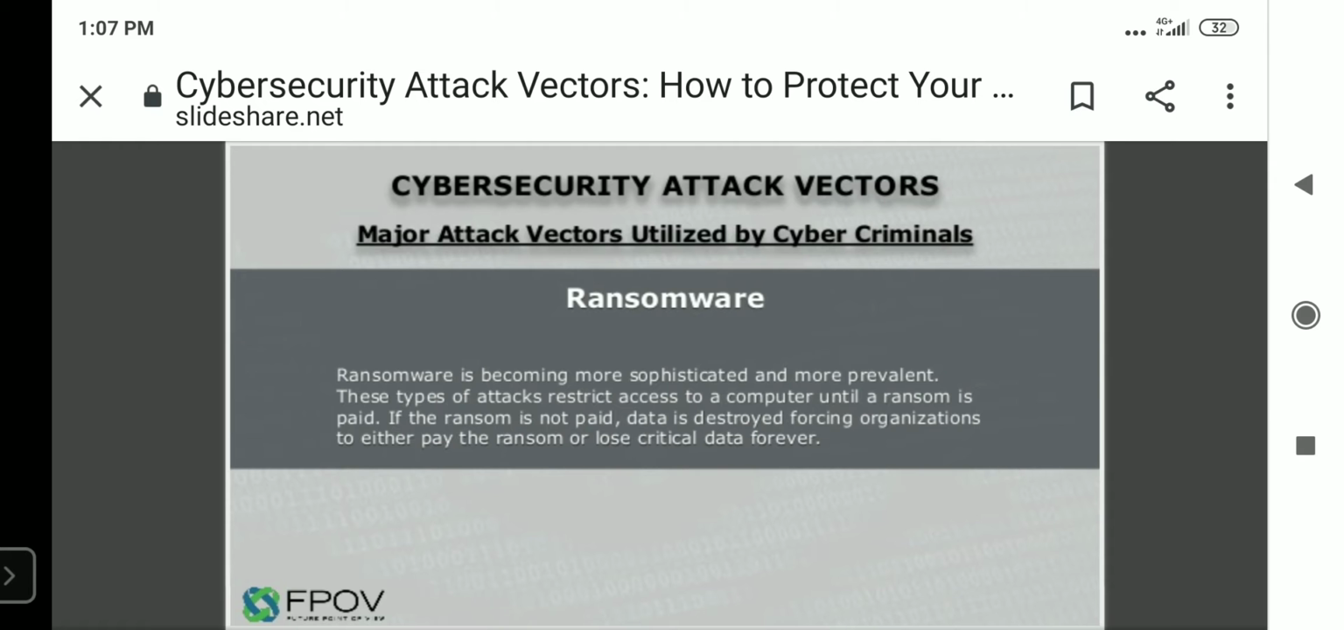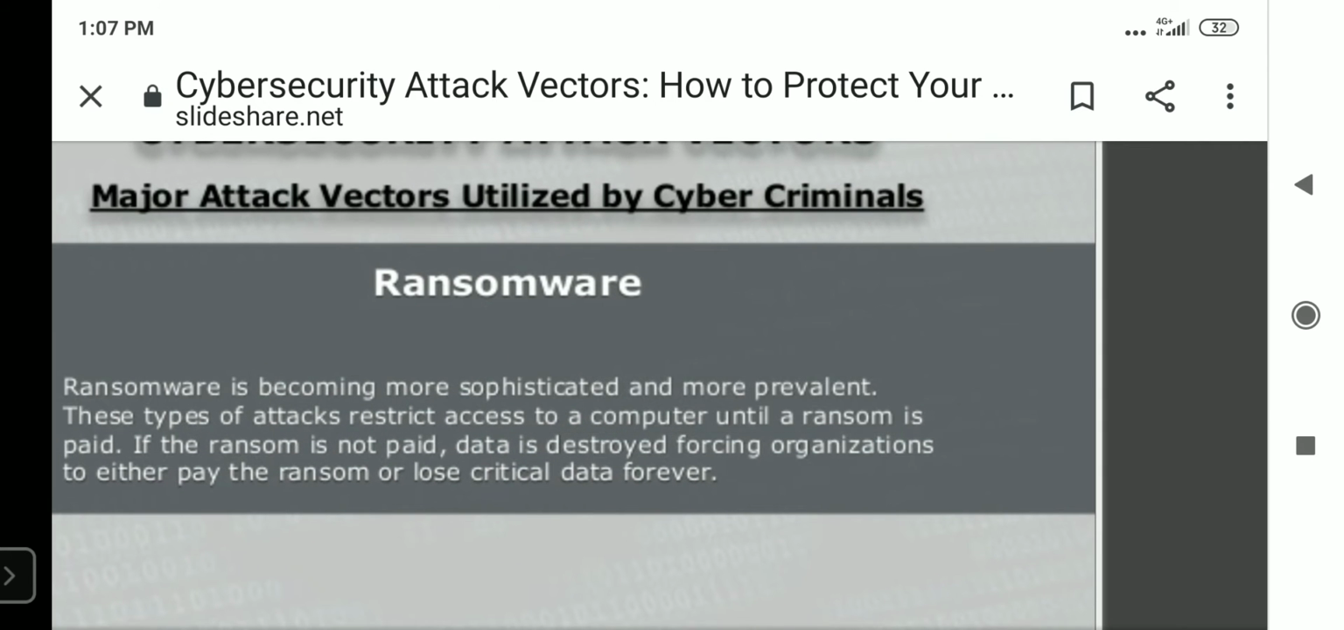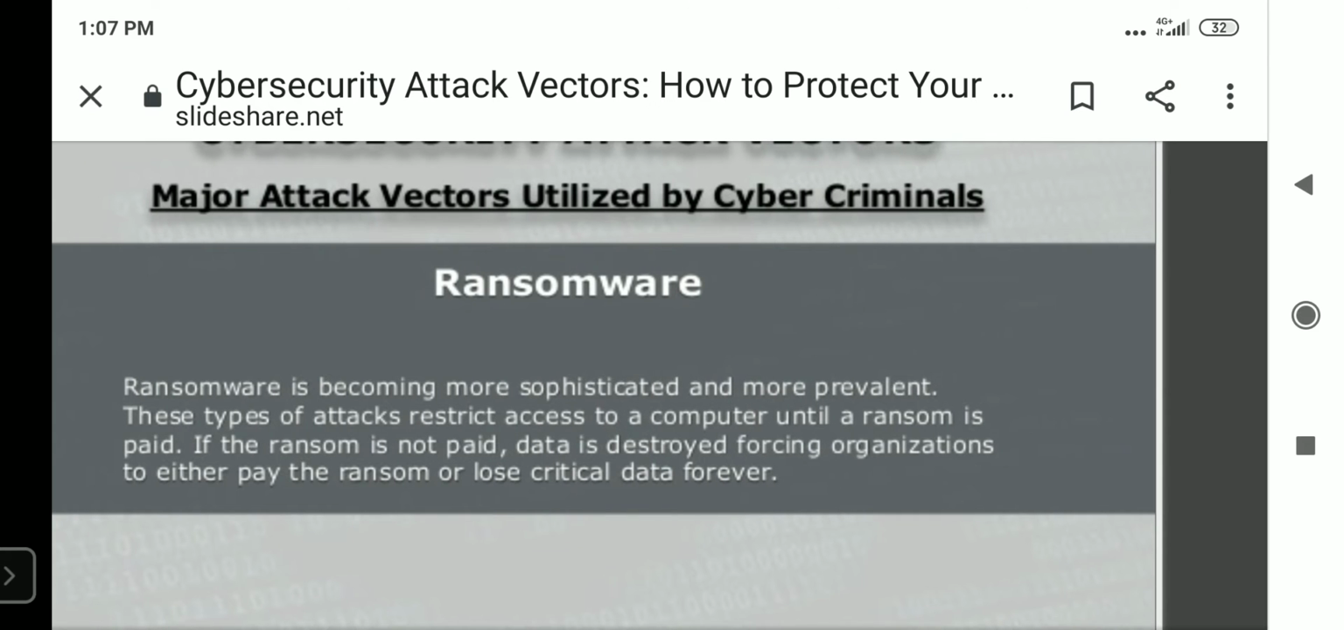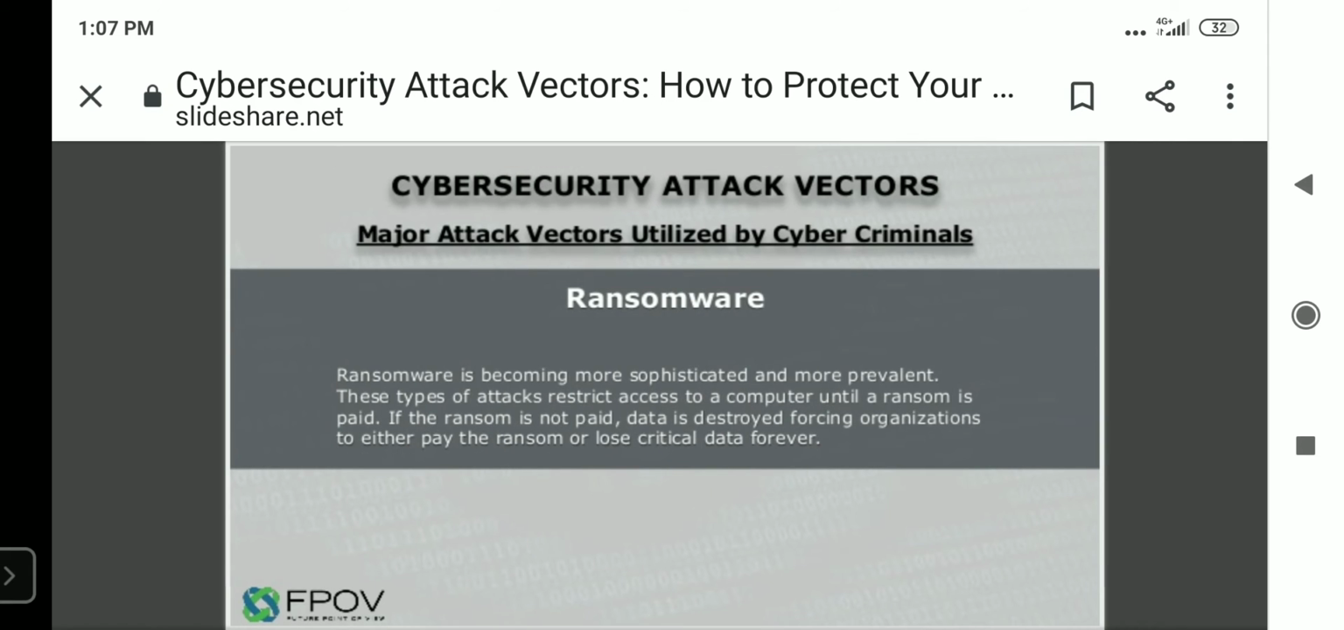Along with the three attack vectors, ransomware is another very popular attack vector. Ransomware is becoming more sophisticated and more prevalent. These types of attacks restrict access to a computer until a ransom is paid. If the ransom is not paid, data is destroyed, forcing the organization to either pay the ransom or lose critical data forever. Most of the shipping will be facing this problem, phishing.